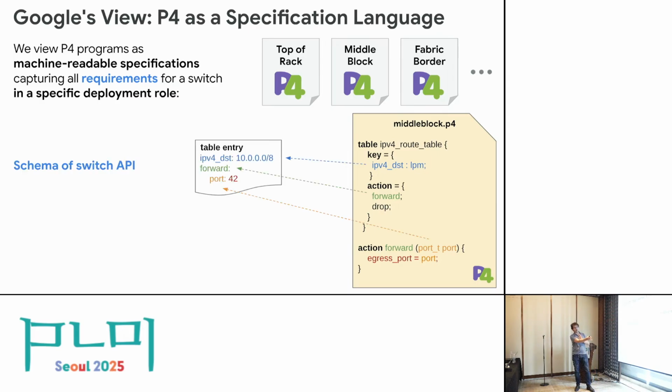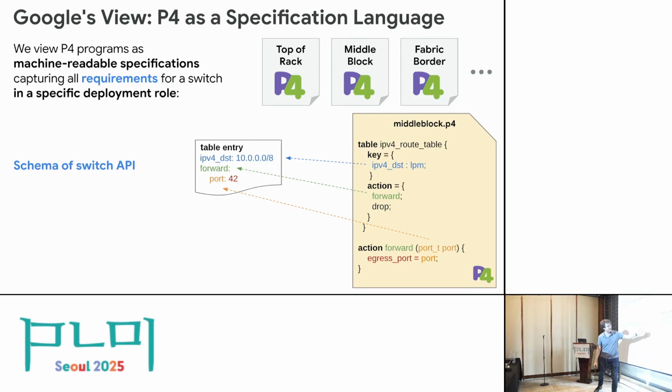And so this is kind of our main requirement for the P4, for the middle block, and that's a very simple requirement, but it gives us two very powerful things. Number one is it gives us a schema of the switch API. It tells me exactly, as an SDN controller, what kinds of table entries I'm allowed to install on this switch. How am I able to change its behavior in how it forwards packets?